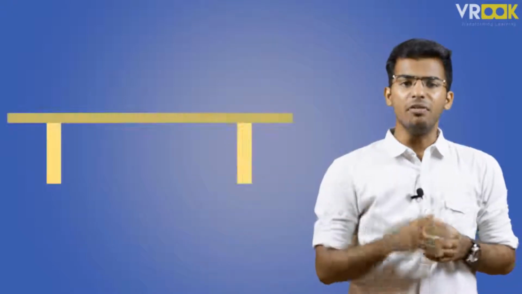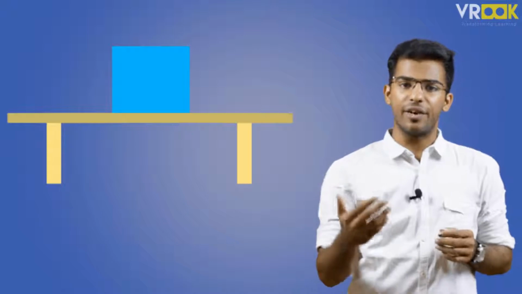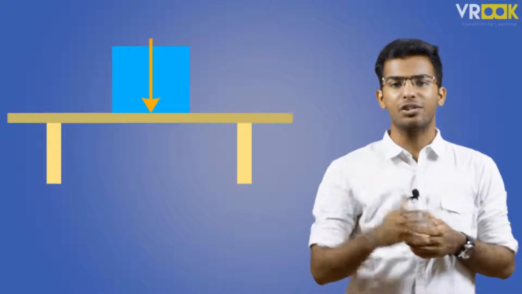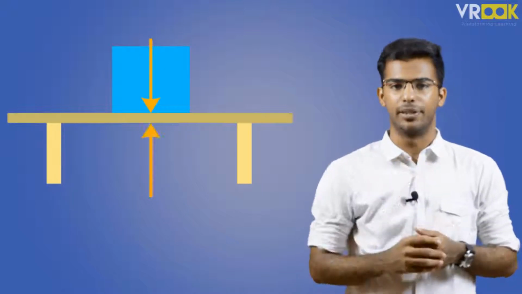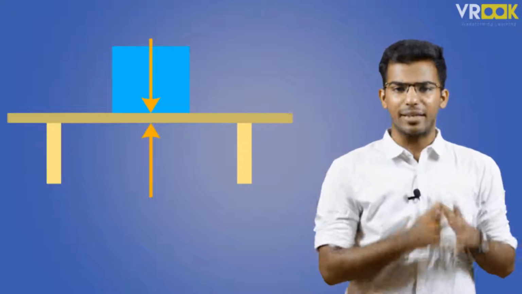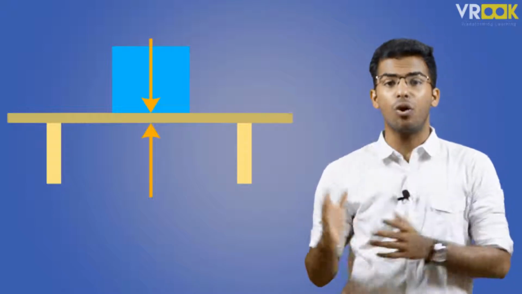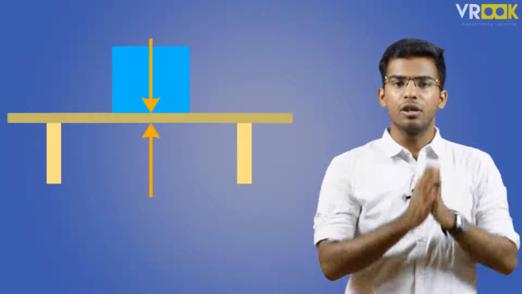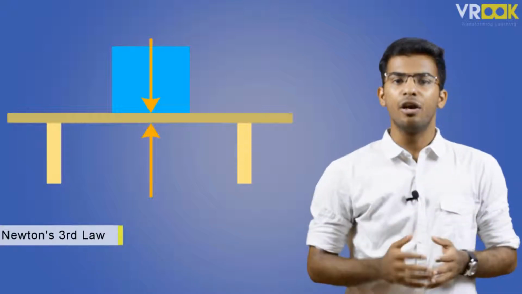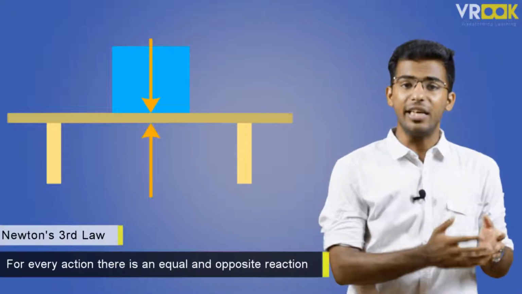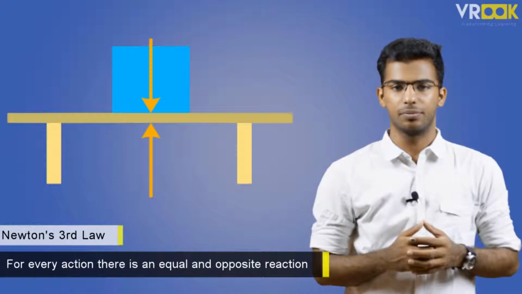Before we start off with the types of beam, we should understand about the force and the reaction. Whenever an object is resting on a surface, the surface generates an equal and opposite reaction to the force applied by the object. The force acting here is the weight of the object. This is Newton's third law, where for every action there is an equal and opposite reaction.